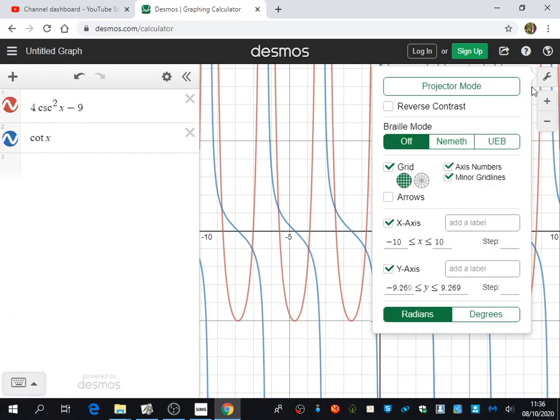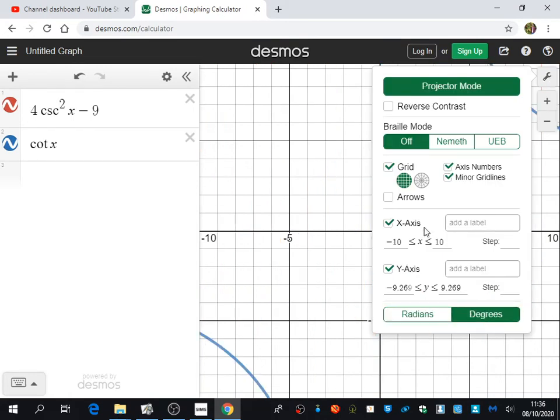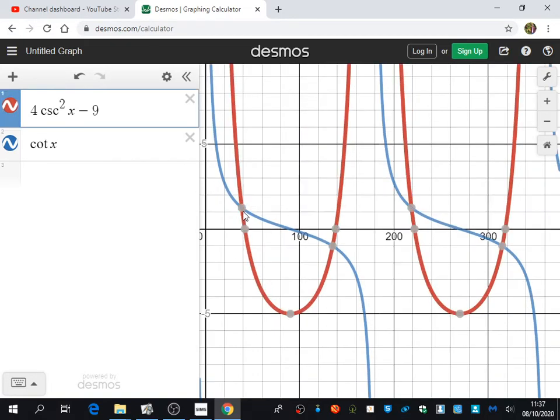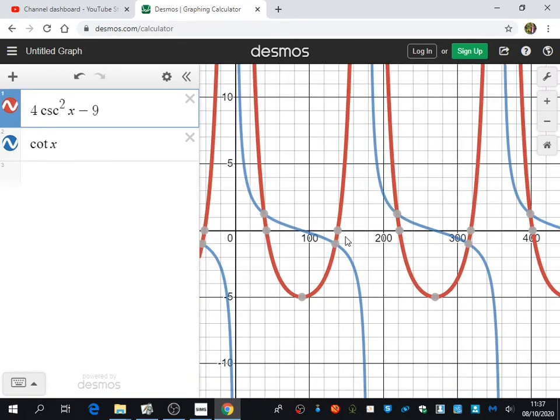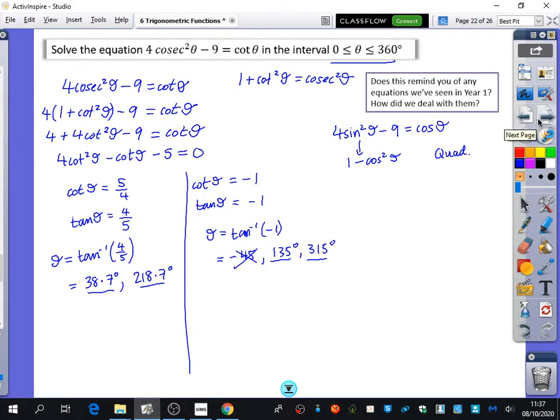So these are the two graphs that we were trying to find out when they were equal to each other. I also better put it in degrees mode and make the x-axis go between, I don't know, 0 and 360. So the solutions are 38.7, which is correct, 135, 218.7, and 315. I typed in both sides of the equation. Cosec you have to type without the vowels. They just do it as a 3-letter thing here, okay? And it's just nice to think about what those graphs actually look like, okay? Everyone got that written down?